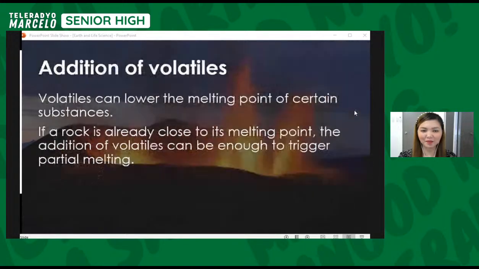And the last one is through the addition of volatiles. Volatiles like water and carbon dioxide can lower the melting point of certain substances. If a rock is already close to its melting point, the addition of volatiles can be enough to trigger partial melting.